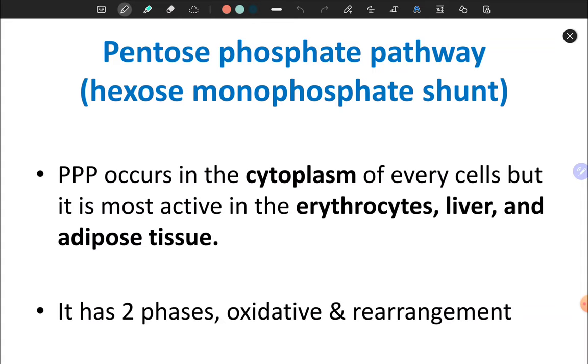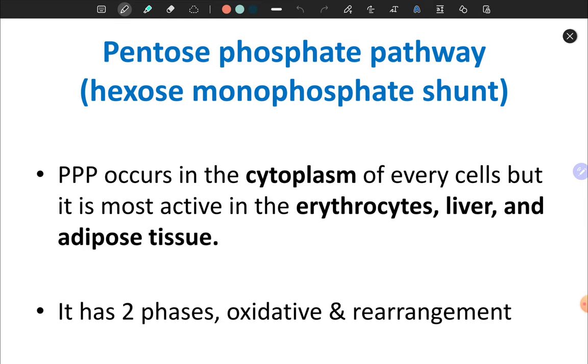Okay? So this is another pathway of glucose metabolism. It is called the pentose phosphate pathway, or the hexose monophosphate shunt. It is abbreviated HMP, occurs in the cytoplasm like glycolysis, and happens in the cytoplasm of every cell, but it is most active in RBCs, liver, and adipose tissue or fat cells. It has two phases, oxidative and rearrangement.